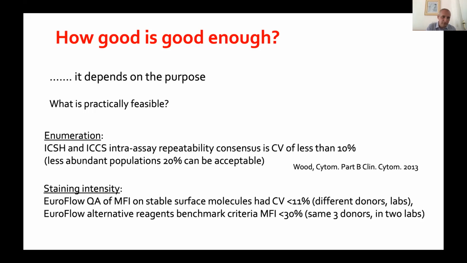In the intensity of staining, there is very little data on how good we can get. And we have done this in the scope of Euroflow quality assessment, where we were looking at the MFI of different markers that are stably expressed on a cell surface of leukocytes. And what we measured was that we can get a CV of less than 11% for the stable molecules. And we mostly get below 30% of CV for the alternative reagent benchmarking.